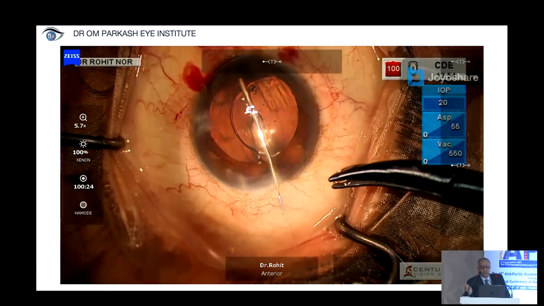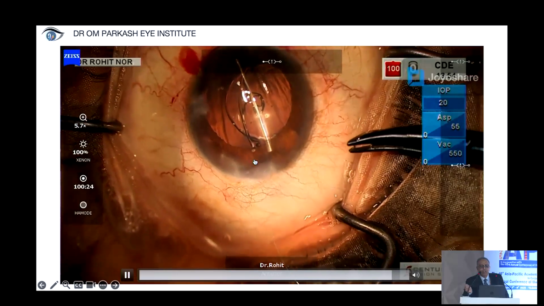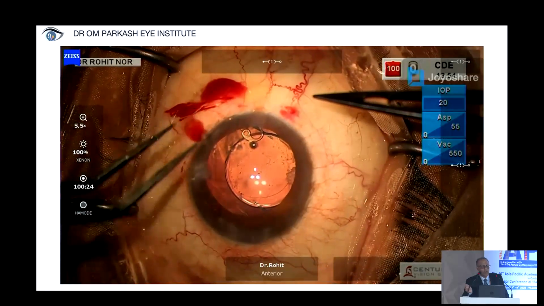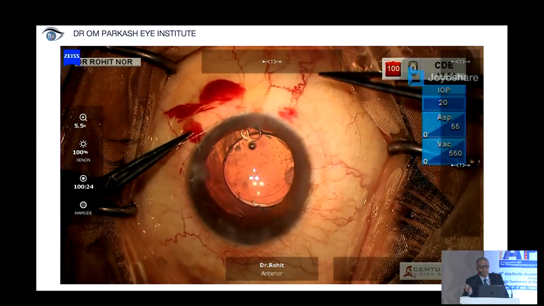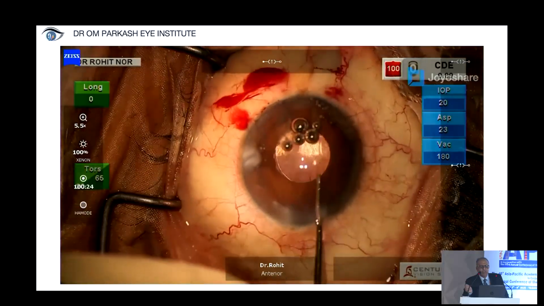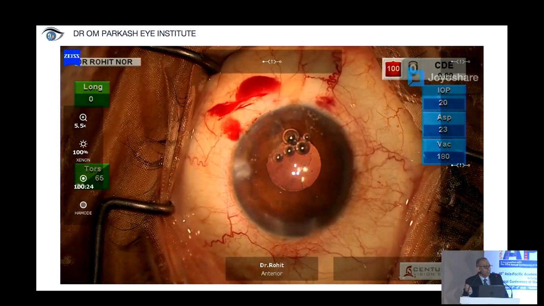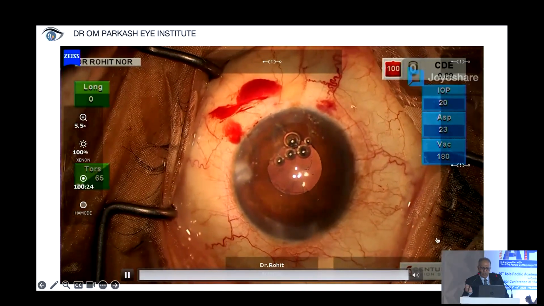Once that is in place, I'm going to railroad it in. So that is how I'm railroading it in. And then I'm going to pull it out, and the IOL is centered. Okay, so I don't need.